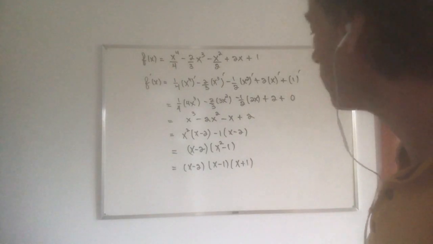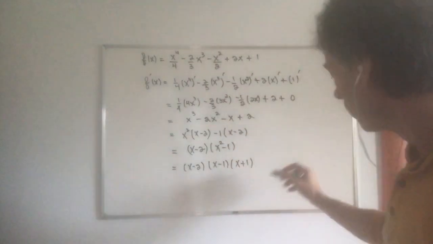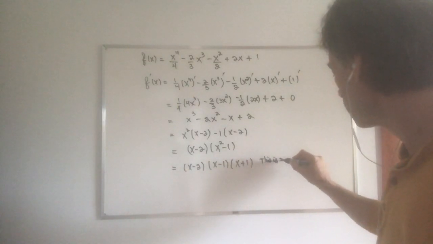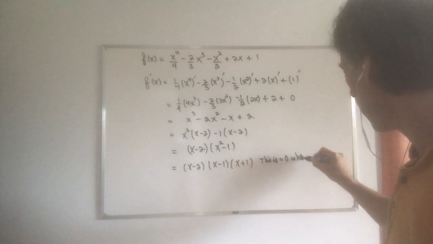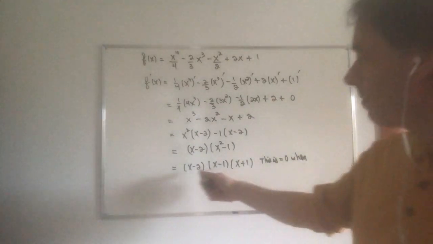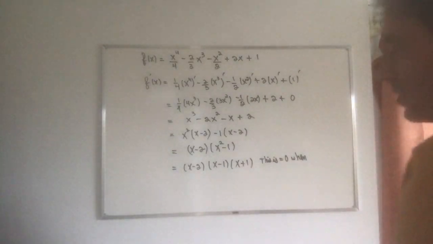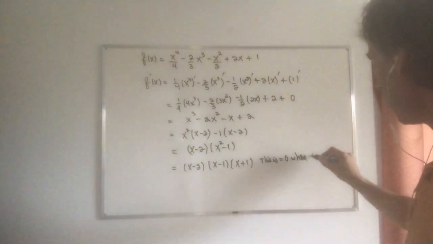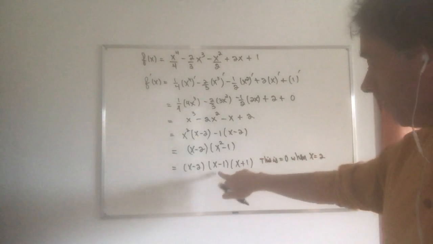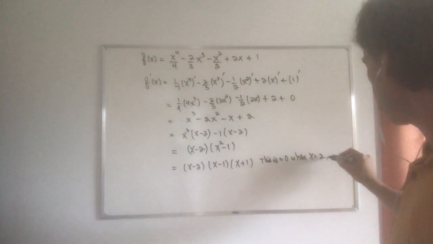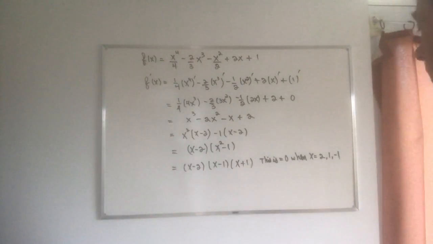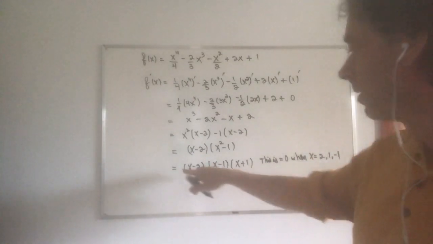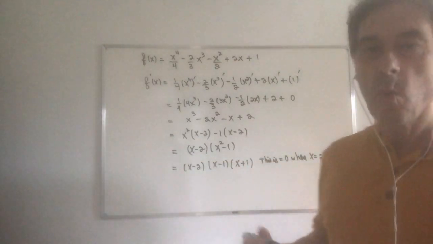Now, this is equal to 0 when, what are the values that actually make this expression equal to 0? Certainly, when the first bracket is 0. So, x is 2. This could be made equal to 0 as well, for x equals 1 or minus 1. These are the three values that, if I plug them back in, one at a time, I'm going to get 0 here.